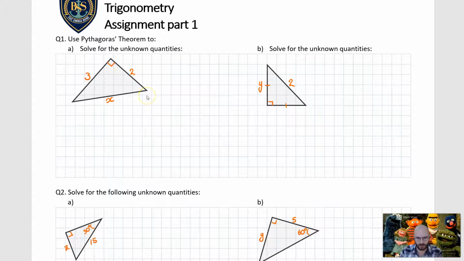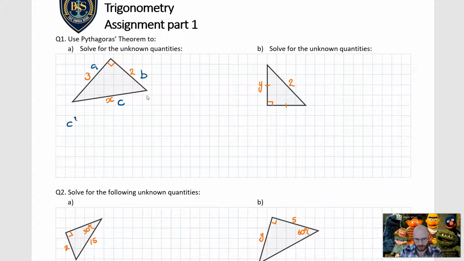To answer this question, what we first need to do is label all the appropriate sides in the triangle. The hypotenuse is going to be the side that's opposite the right angle, so the side that it cuts here. We're going to label that C. The other two sides, we're going to label A and B. It doesn't matter which one's A and which one's B, so long as they're not the hypotenuse. Now, we're solving for the unknown x, which happens to be the hypotenuse.